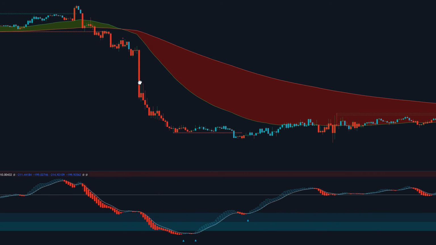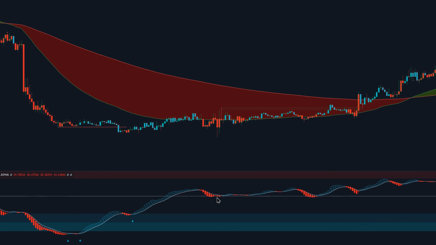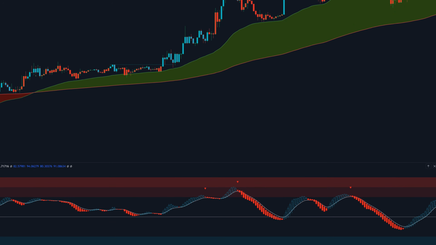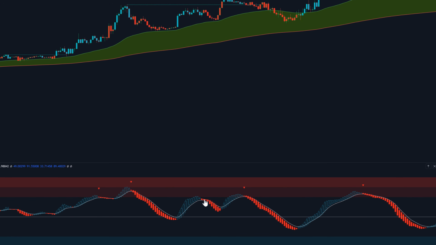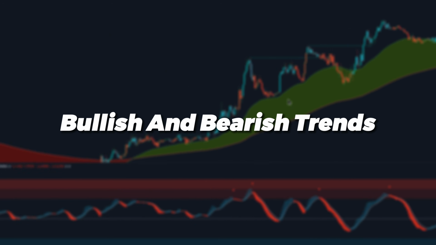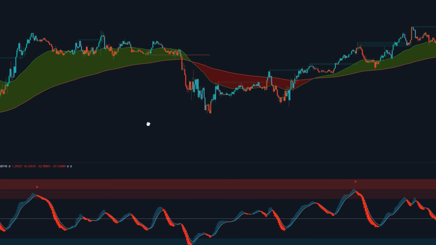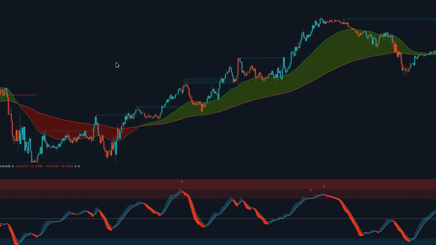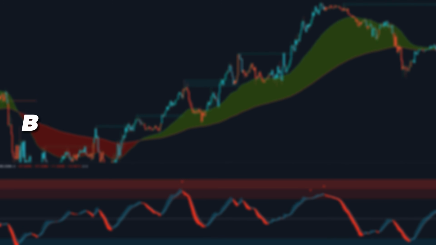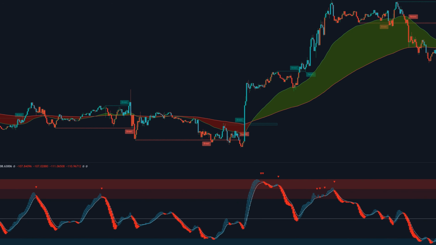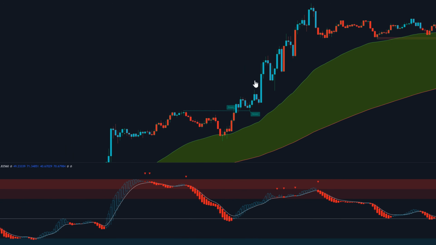Now, how we're going to combine these 3 indicators is that the standardized MACD is going to be giving us the buy and sell entry signals based on the crossovers between the signal line and the Heiken-Ashi candles. The EMA trend cloud is going to be used to identify bullish and bearish trends in the market, and also to ensure that we're only going to be trading in the direction of market trend. Then finally, the break and retest indicator is going to be used to identify breaks and retests in the market. Now, without wasting any more time, let's go over the conditions for entering trades using this strategy.